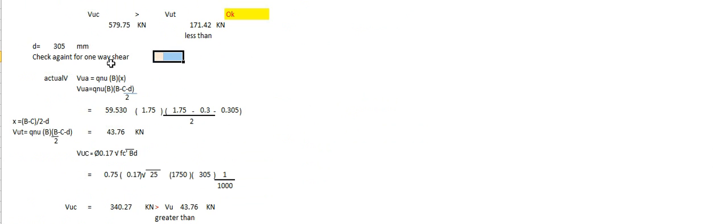Check again for one-way shear. Again, using the calculated depth D of 305, the shear actual is equal to 43.76, then the shear capacity is equal to 340.27, greater than 43.76, so it is okay.